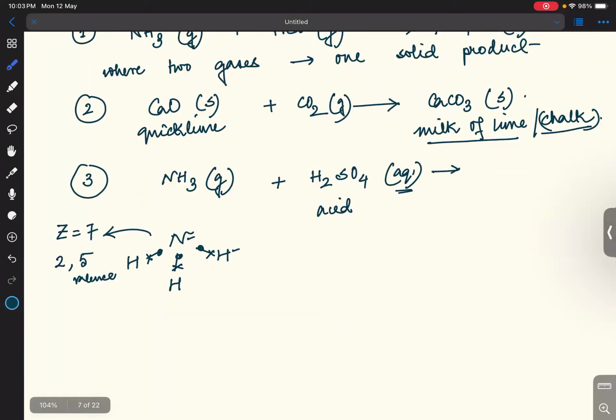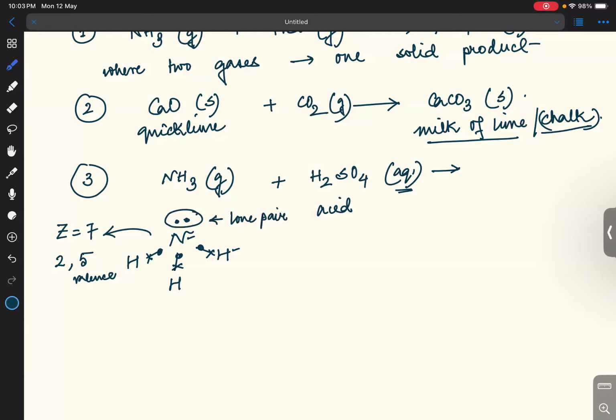And nitrogen has 1, 2, 3, 4, 5, 6 electrons already by now. So 2 more electrons will be there with nitrogen. Now these 2 electrons are known as a lone pair, or we also call it a non-bonding electron pair, because it does not participate in any bond formation. Now this lone pair can actually behave as a base.